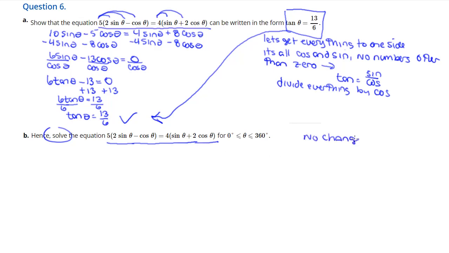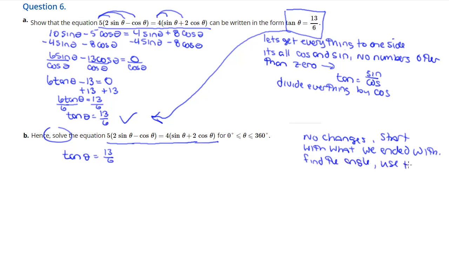So I'm going to start solving it by using what I ended up with, tangent theta equal to 13 over 6. So now all I got to do is find the angles and use the inverse to do that. So I do tangent negative 1 of 13 over 6, and that's going to be my angle. When I plug that in, I'm going to find out that my angle is going to be 65.225 degrees.